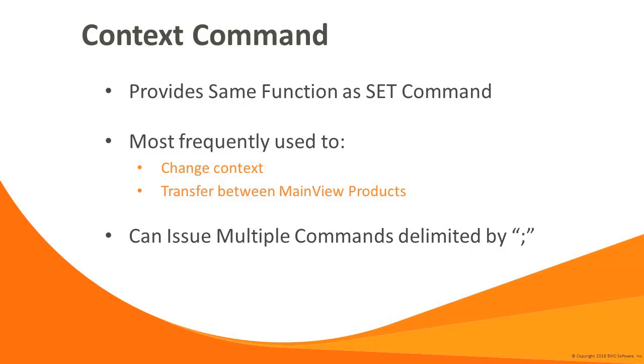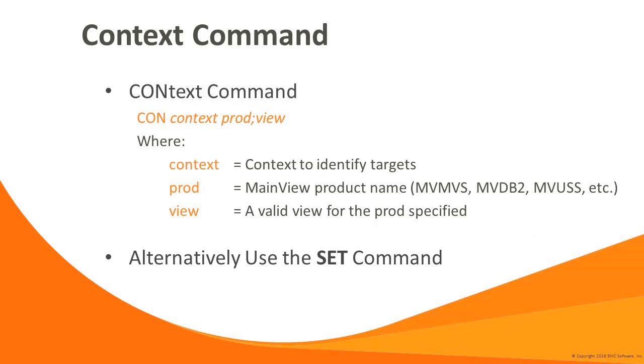The context command is used to change the targets providing data to a view or to transfer to different MainView solutions. A context command is often issued with a view name at the end, delimited by a semicolon. Here's the syntax for the context command. The context specified can be a default context, such as all, or a customized context, such as CICS prod, that includes all the CICS production regions.